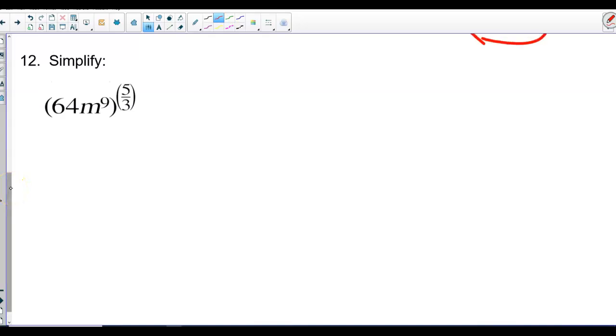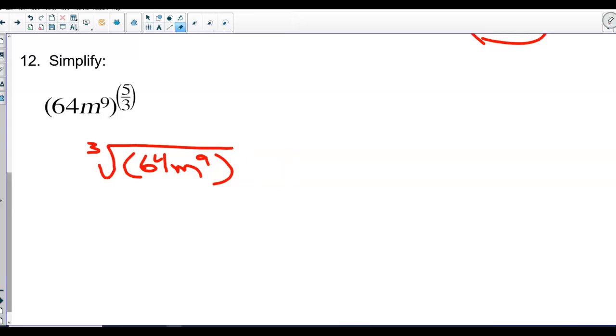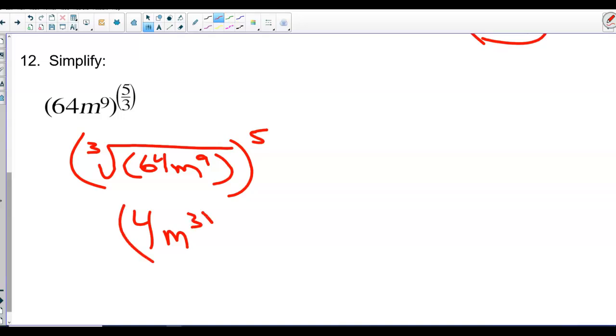64n to the 9th to the 5/3. That 5/3 goes to everything. So I'm going to do the cube root of 64n to the 9th, raised to the 5th power. Make sure I put the 5th power outside the radical. My advice is always to apply the index first. The cube root of 64 is 4. 9 divided by 3 is 3. So this is 4n cubed to the 5th power.